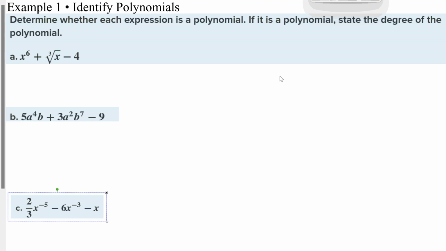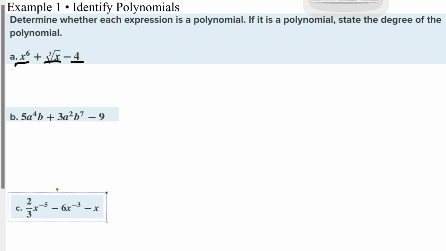We're looking at example 1, identifying polynomials. So a polynomial is just made up of one or more monomials, and each monomial is like, this is a monomial, this is a monomial, this is a monomial. Right, a monomial is either a number or a variable or a combination of multiplying a number and a variable.